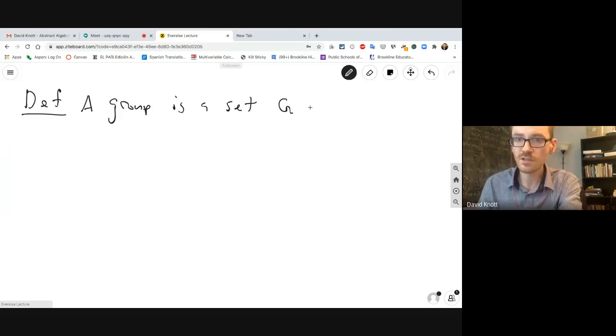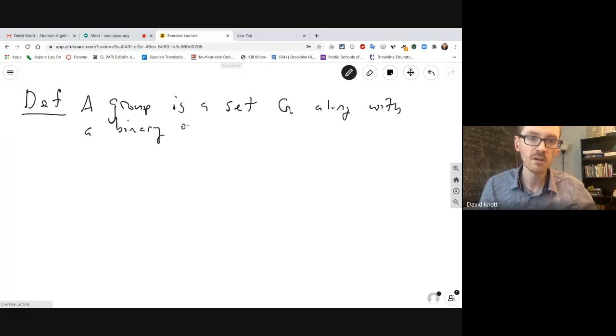So it's a set G along with a binary operation. And I'll explain what that means in a second. I'm going to give this binary operation a name. I'm just going to call it dot. Binary operation just means it takes two things and smashes them together into one thing. Just like multiplication, right? You have two things and you multiply them and then you get one thing.